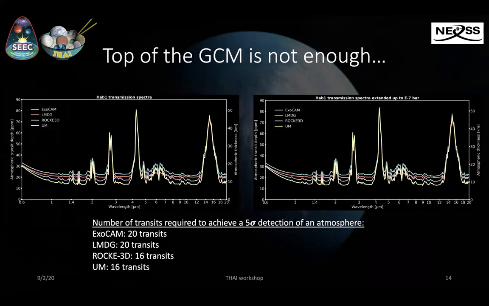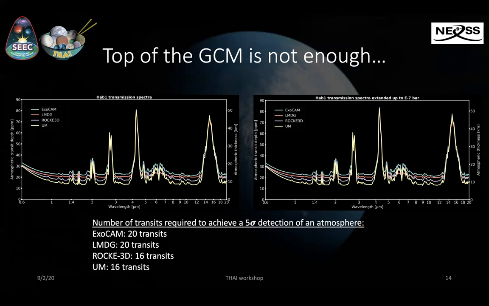Of course, if we want to estimate the number of transits that will be needed to detect such an atmosphere, thanks to the 4.2 micron CO2 line, we need to extend the top of the model a little bit, because the GCM unfortunately goes only to 1 Pascal or so at the top of the model. It's not enough to fully capture the transmission spectrum.